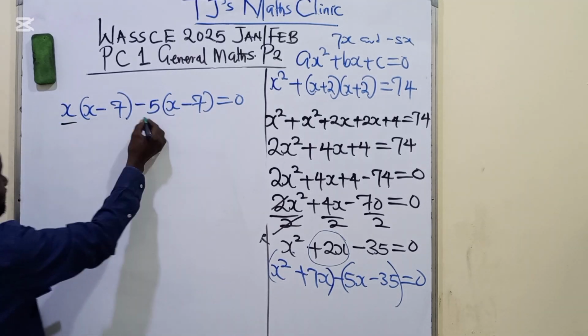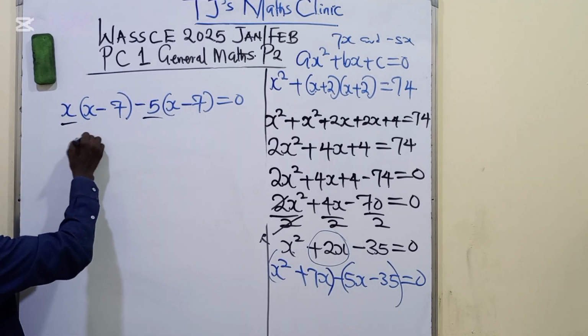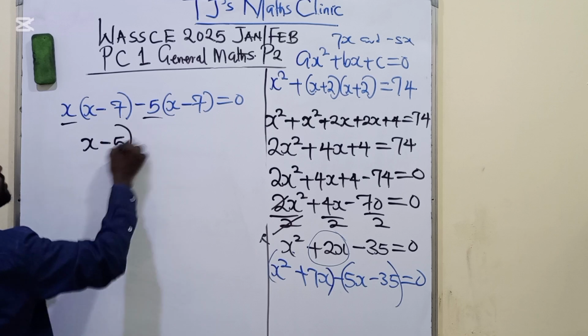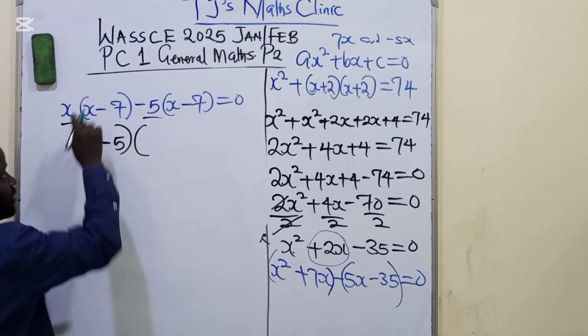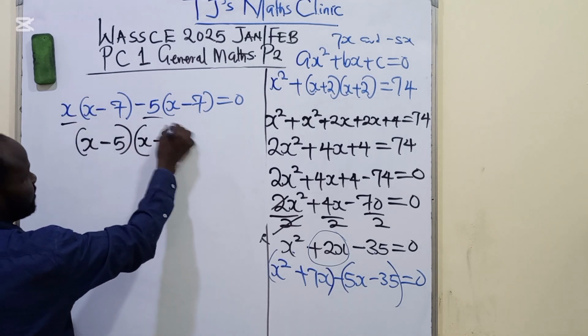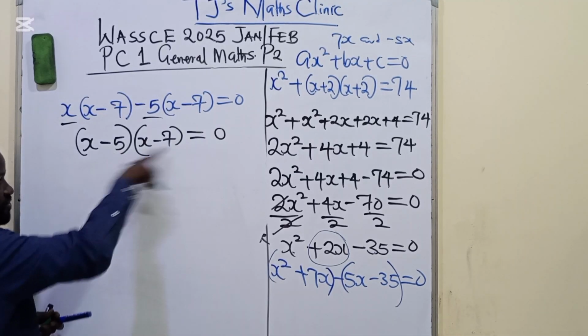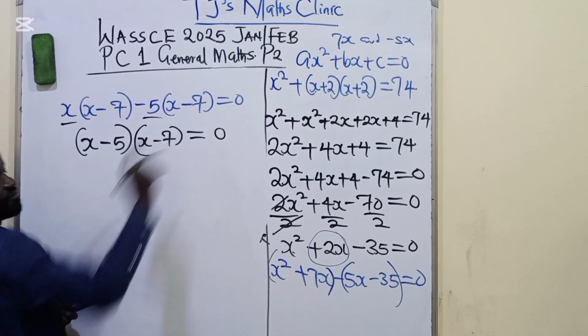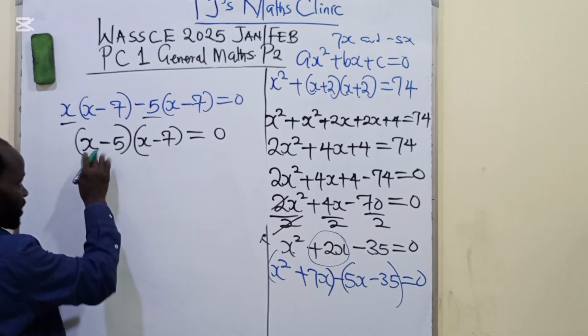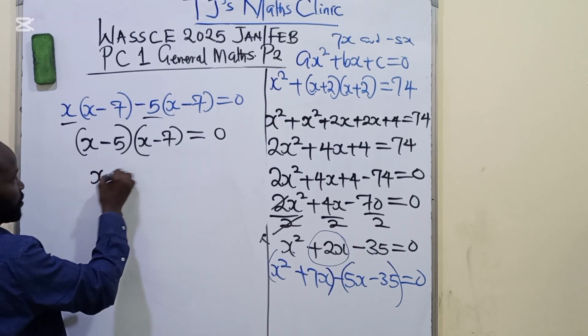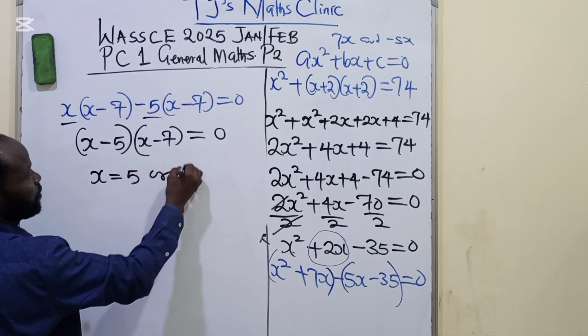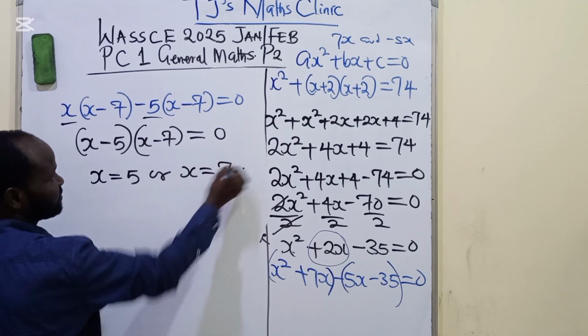We pick what we have outside the bracket. That will be x minus 5 now in one bracket must multiply x minus 7 and it must be equivalent to 0. Either x minus 5 is 0 or x minus 7 is equal to 0. We can get x here. x now will be equal to 5 or x is equal to 7.